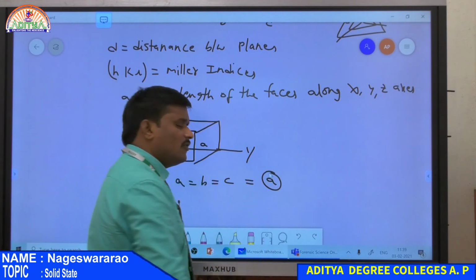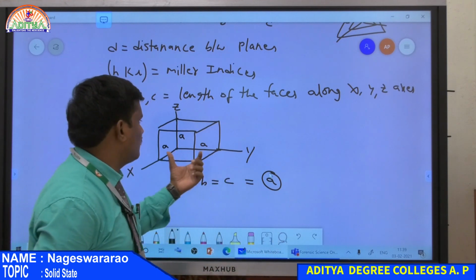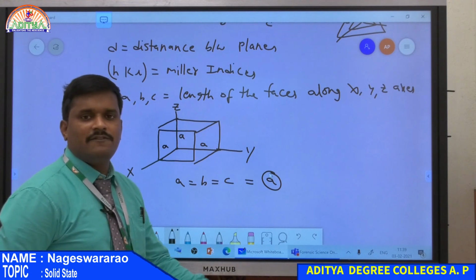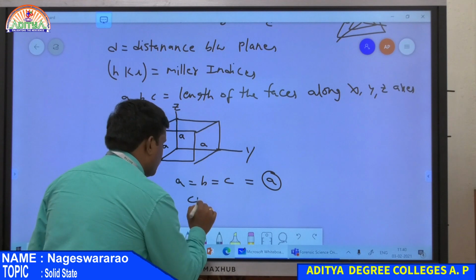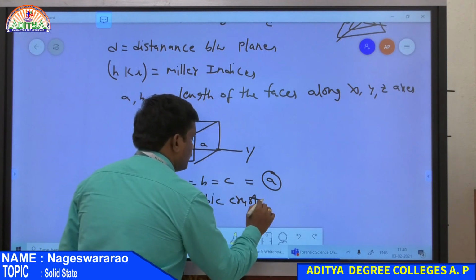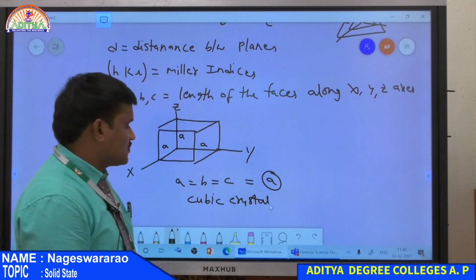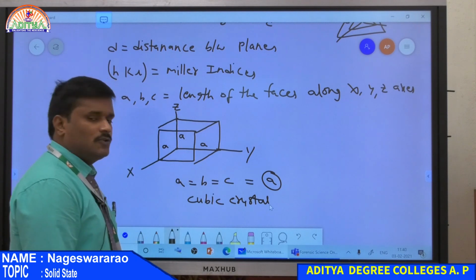So it has only one face length value. That means all the lengths of the faces are equal along the xyz axes. Therefore it has a single face length, a. This is the characteristic property of a cubic crystal: all face lengths are equal. If all the lengths of the faces are equal, then that crystal is a cubic crystal.